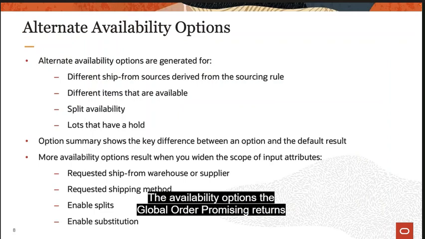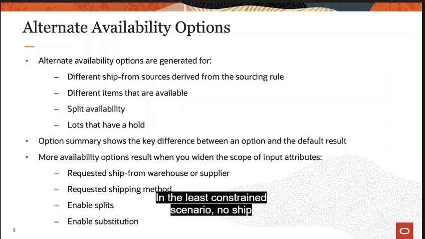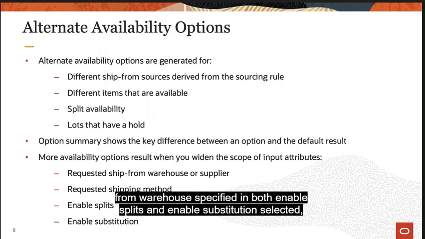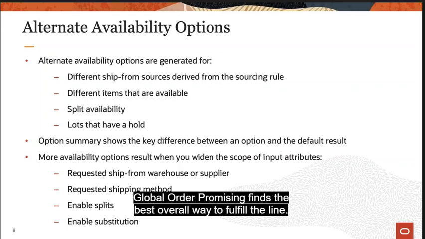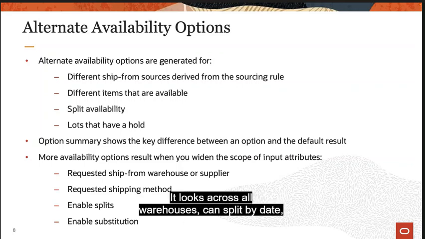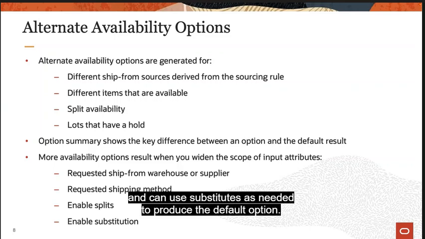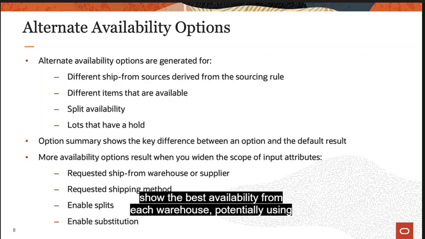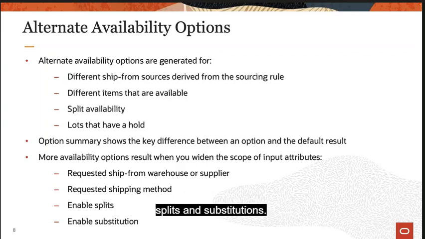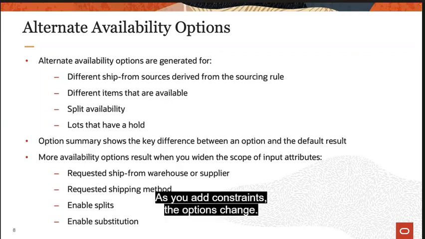The availability options that global order promising returns are driven by the constraints on the fulfillment line. In the least constrained scenario, no ship from warehouse specified, and both enable splits and enable substitution selected, global order promising finds the best overall way to fulfill the line. It looks across all warehouses, can split by date, and can use substitutes as needed to produce the default option. It then generates additional options that show the best availability from each warehouse, potentially using splits and substitutions.